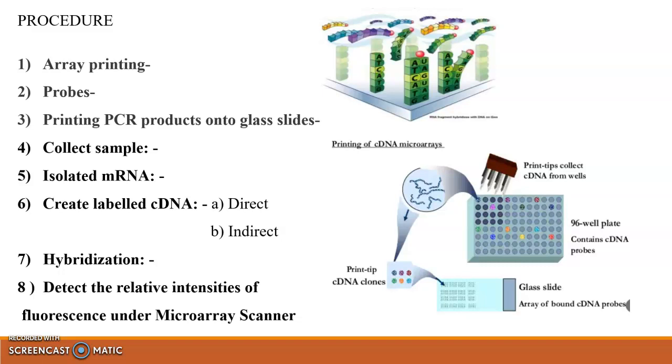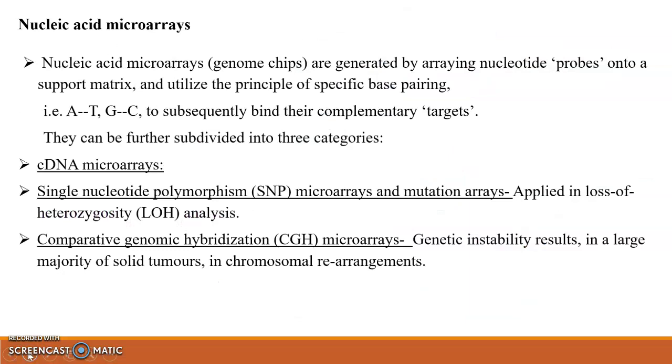Next, we come to the actual topic, that is the nucleic acid microarray. Nucleic acids are made of nucleotides, that is adenine, guanine, cytosine, and thymine. In case of RNA it is uracil. The nucleic acid microarray or genochips are generated by arraying nucleotide probes onto a support matrix and utilize the principle of specific base pairing.